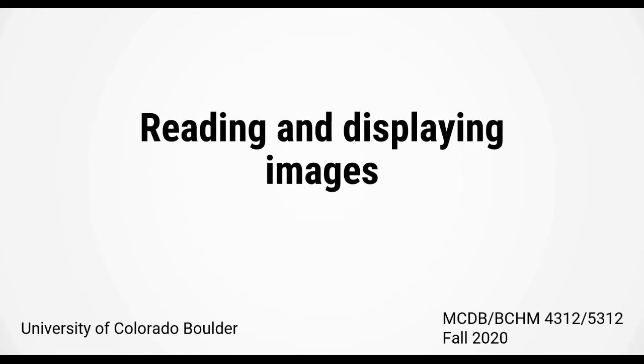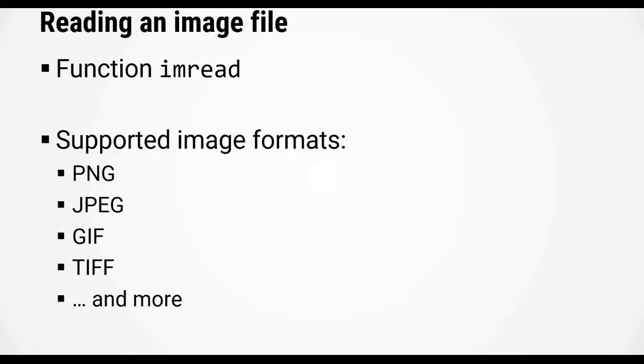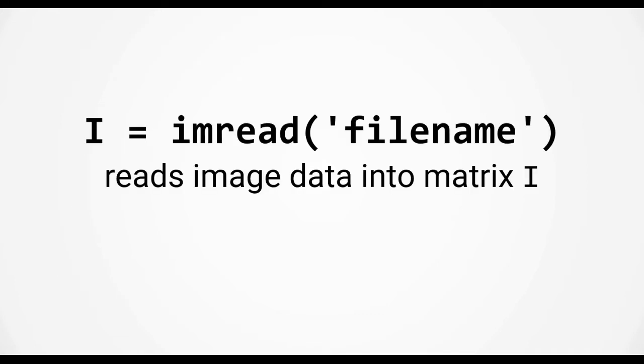In this video, we're going to take a look at reading and displaying image data in MATLAB. MATLAB comes with a built-in function called imread that can read in standard image file formats such as PNG, JPEG, GIF, TIFF, and a couple more. The basic syntax for this function is I equals imread file name. This will read the contents of the image file into the matrix I.